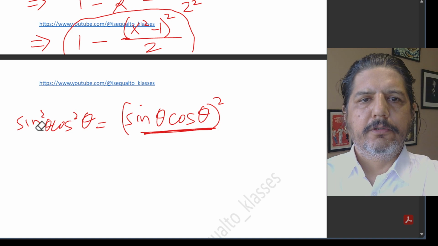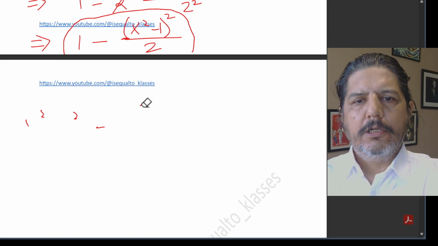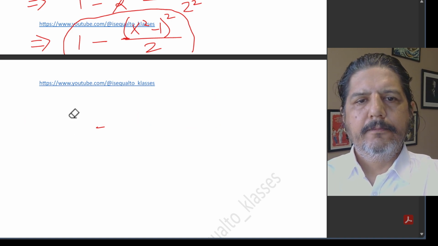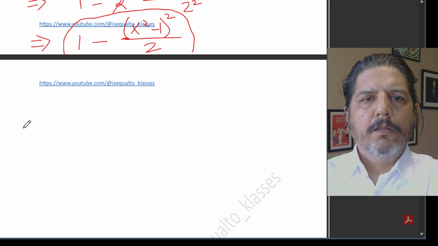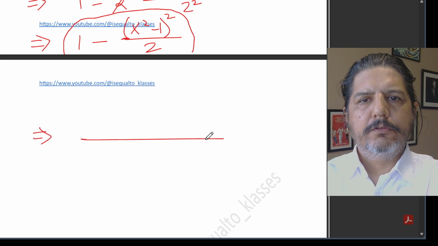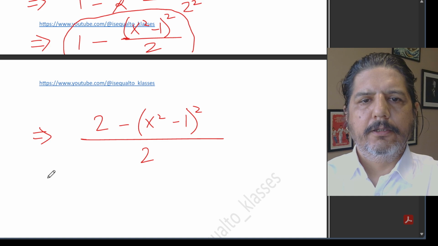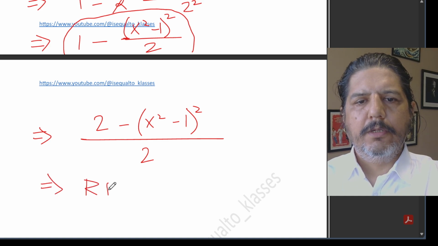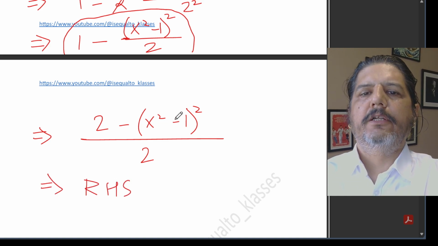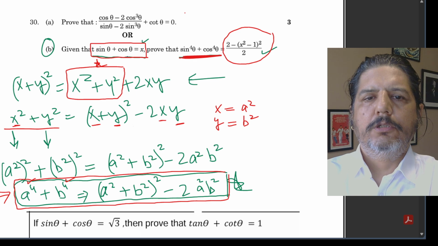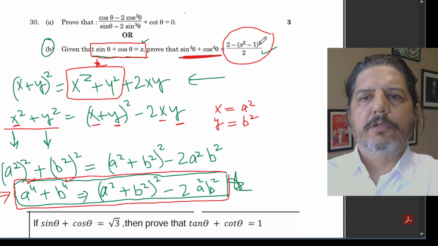What I'll do is, I'll again manipulate. And I'll write this as, I'll take 2 as LCM. So 2 minus (x square minus 1) whole square upon 2. And this is what my RHS is.